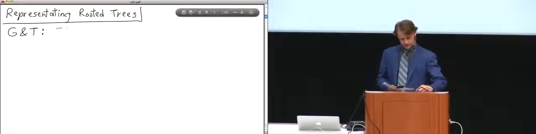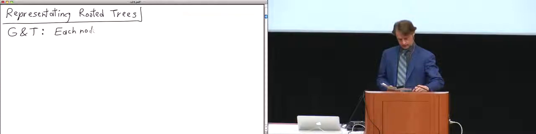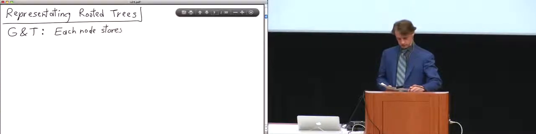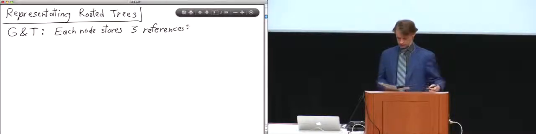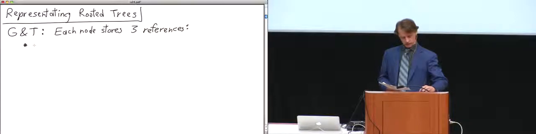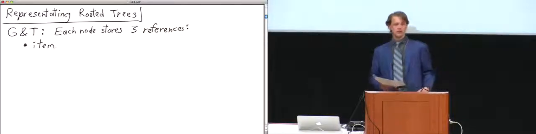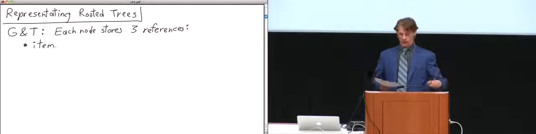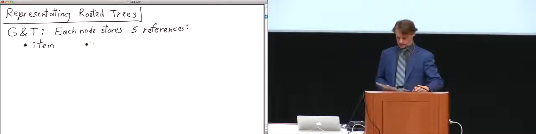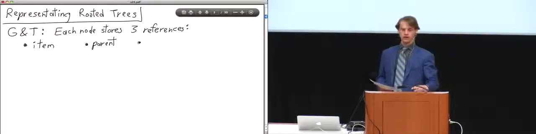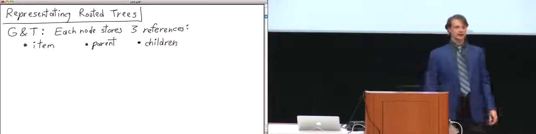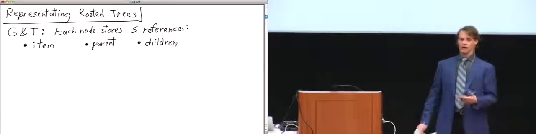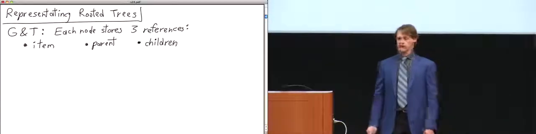And each node object stores 3 references. There's one to the item that's stored in that node, the file name or whatever. Every node knows its parent. And every node has a reference to its children. And this is the tricky part, of course, because a node can have any number of children. So how do you store an arbitrary number of children? The obvious way to do that is use a list.